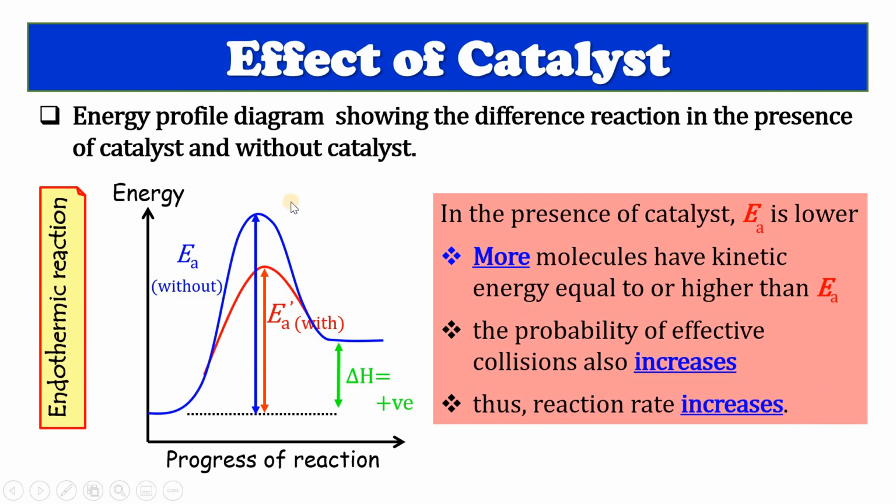Effect of catalyst. The energy profile diagram shows the different sections in the presence of catalyst and without catalyst. So we have an endothermic reaction. Energy is on the Y axis versus progress of reaction on the X axis. The red color is EA with a catalyst and the blue color is EA without catalyst. And then we have delta H equal to positive.